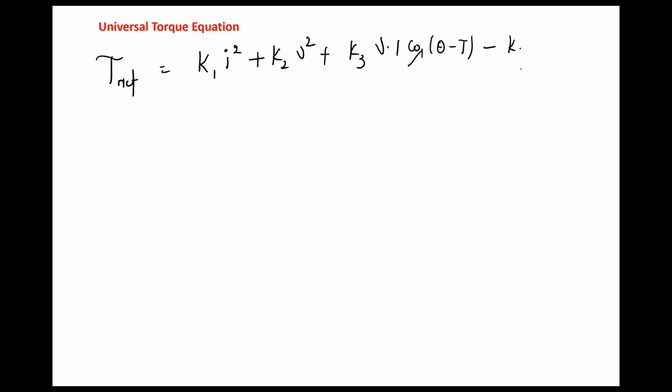The universal torque equation is given by tau net equals K1 into I square minus K2 into V square, plus K3 into V into I cos theta minus K4. Here I is the CT secondary current, and V is the PT secondary voltage.